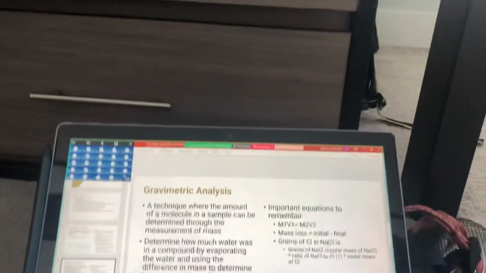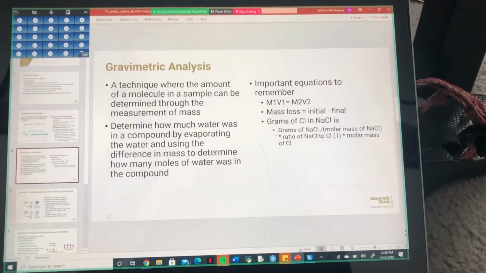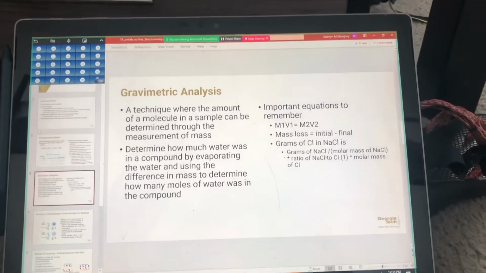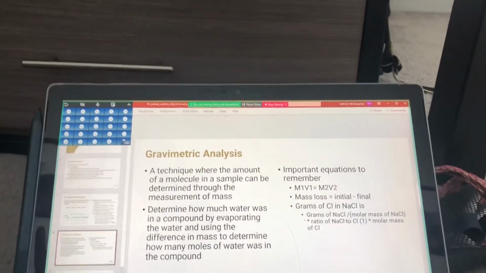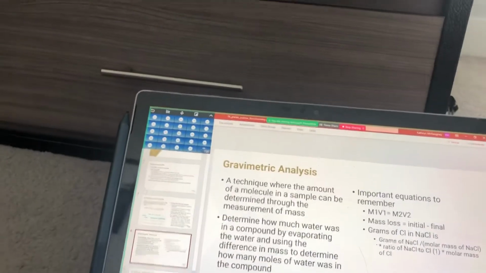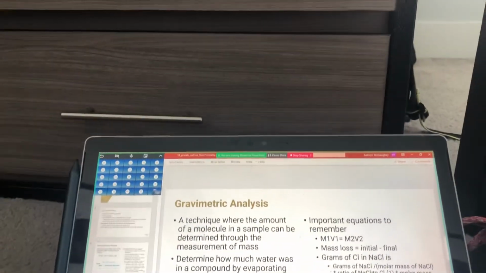And then for this lab, important equations to remember, which I think are also in your lab notebook, or the lab thing, is M1, or moles of substance A, times volume of A is equal to moles 2 times volume 2.